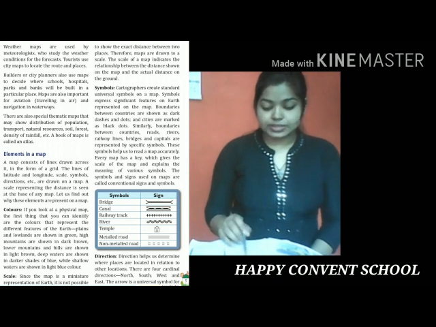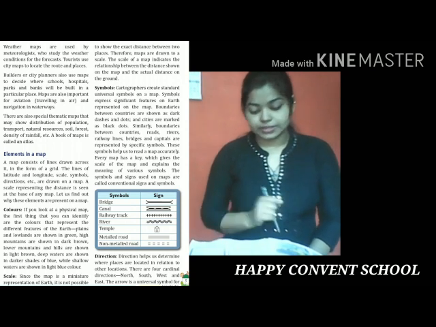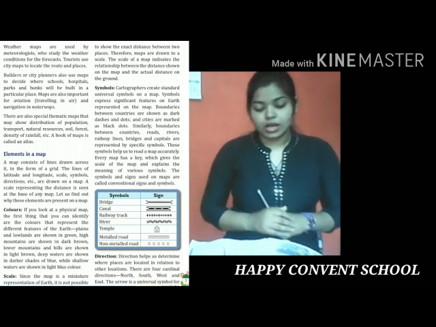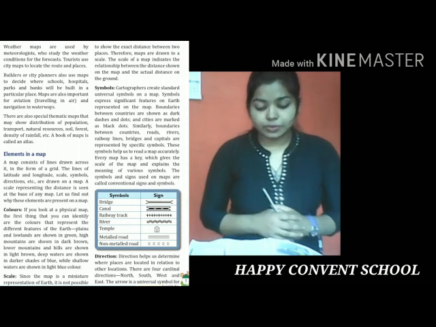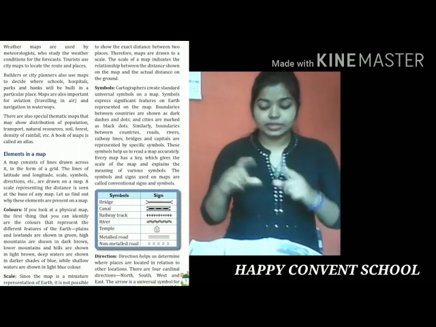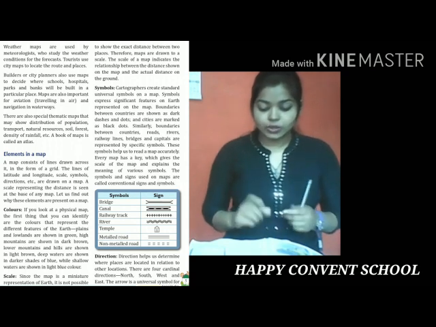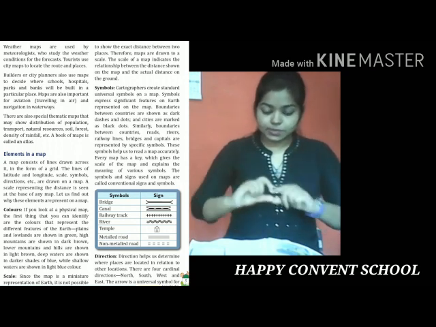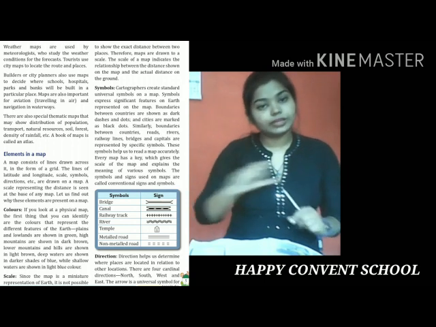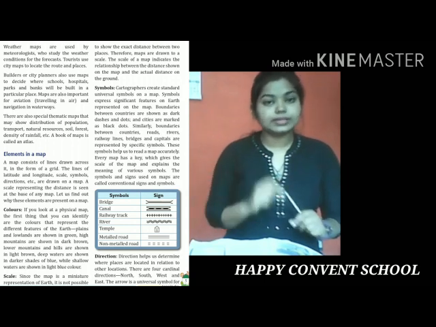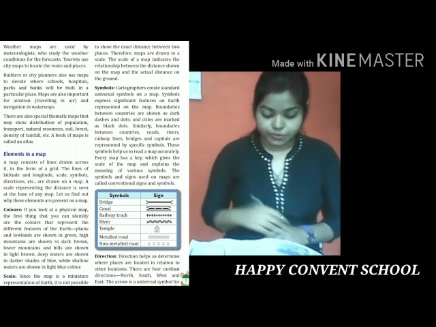A scale represents the distance and is seen at the base of any map. Let us find out why these elements are present on a map. So scales represent what? The distance. What is the distance of it? And you will get it at the base, meaning downward of any map, you will get to know regarding the scale. You can see the scale is written in that portion.